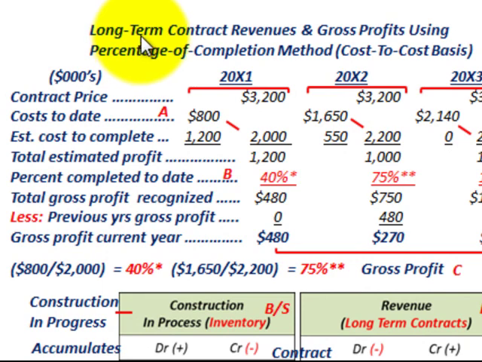What we're going to be going over here is a long-term contract where we're going to have to determine the revenues and the gross profit, and we're going to be using the percentage of completion method, based on the cost-to-cost basis. So this is going to be our example.